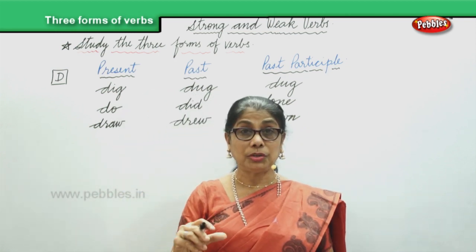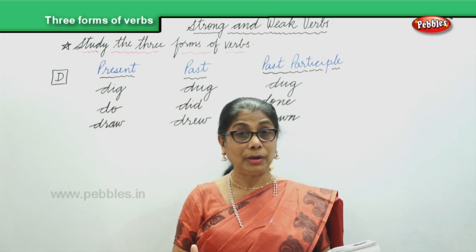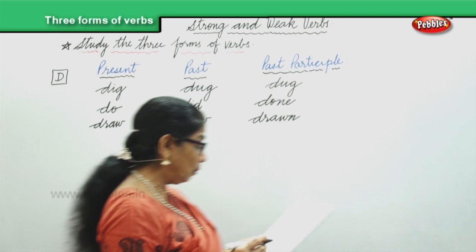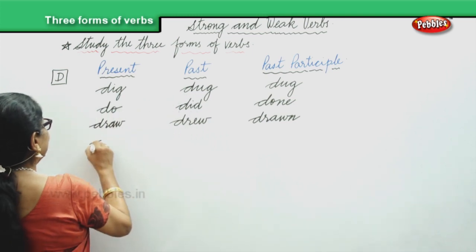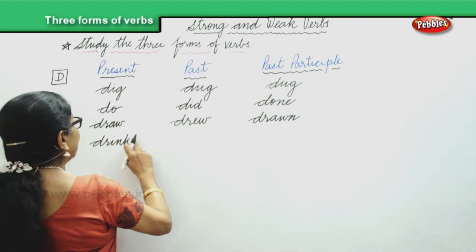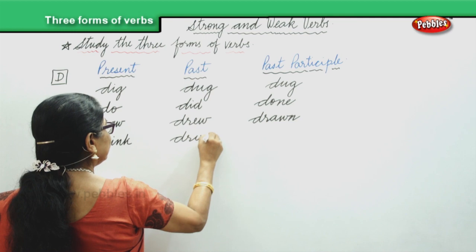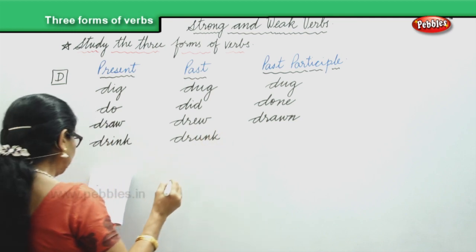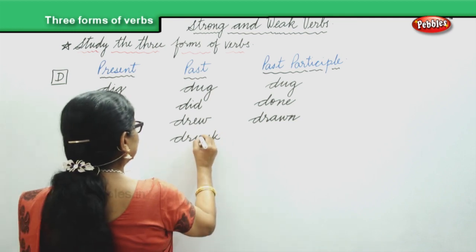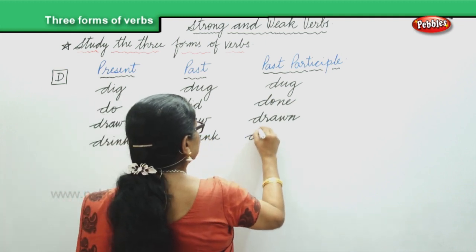You drink water, you drink milk. I drink water. I drank water. I have drunk the milk, whatever, drink. So drink. You drink some juice, something, drunk. Finish drinking. That means drunk. You drink, you drank, and you drunk.